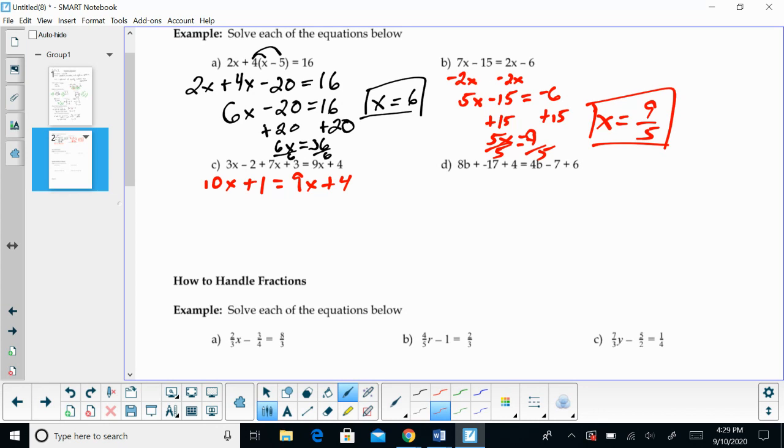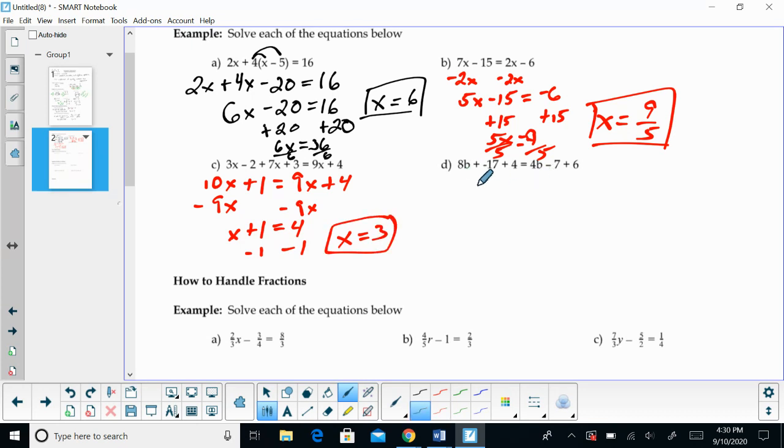Now we're going to do exactly what we did in example B. We're going to subtract either 9x or 10x. Again, it's your choice, either one. I'm going to subtract the 9x because 10x minus 9x is 1x. Now, remember that you don't have to write this 1 because it's a ninja 1. If you remember back from algebra 1, we call that ninja 1. Now we'll subtract 1, and x equals 3 is my final answer.